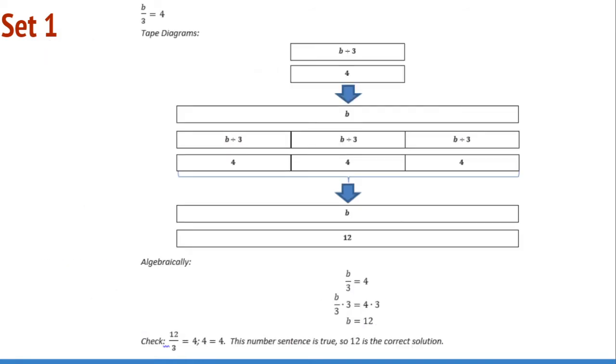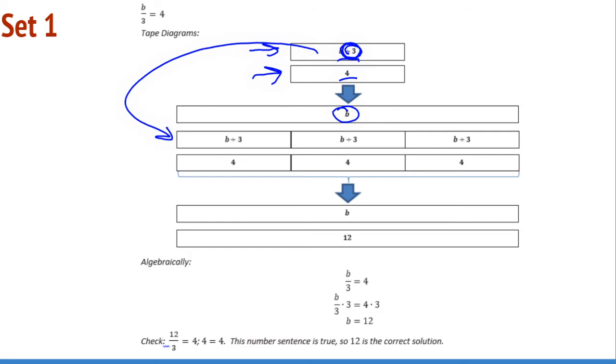Second part of set 1. We have b divided by 3 equals 4. So we have 2 tapes of equal size. They're equal because it tells us that they are equal. Here's the b divided by 3, here's the 4. Now if I actually want to find the full value of b, I'm going to need 3 of these sections. This is 1/3 of it because it was divided by 3. So I've got now 3 total sections, and 3 of them together are going to equal b.